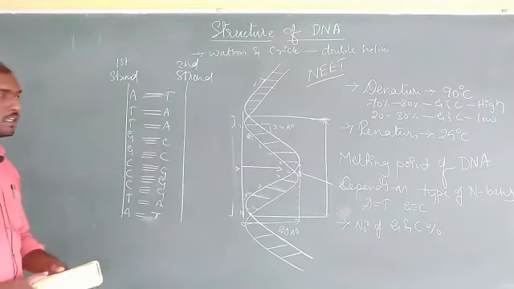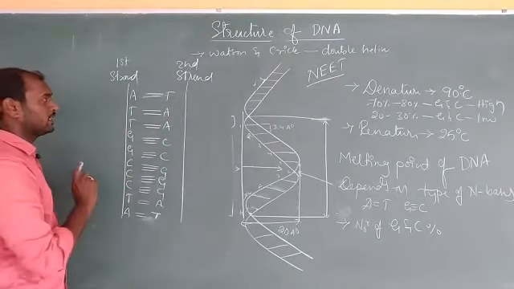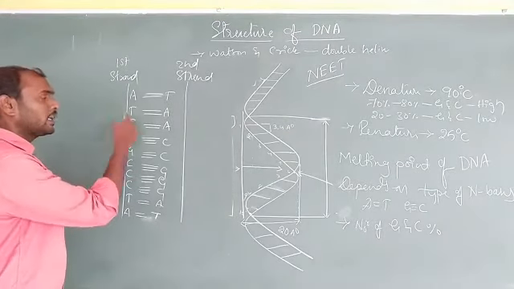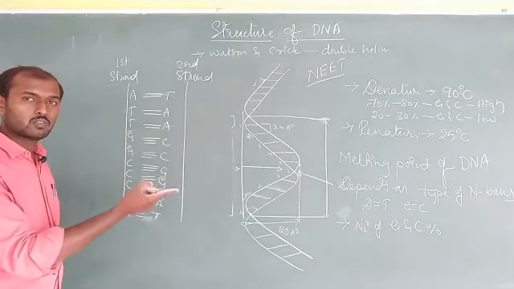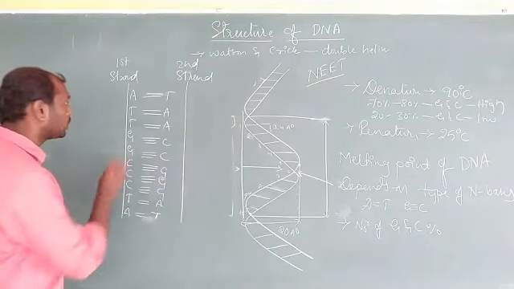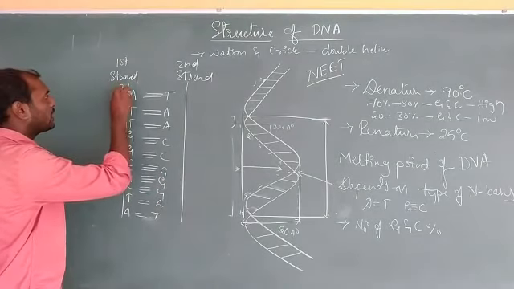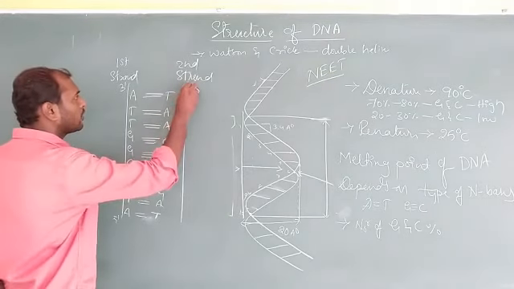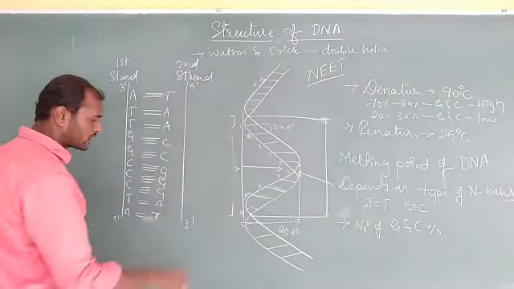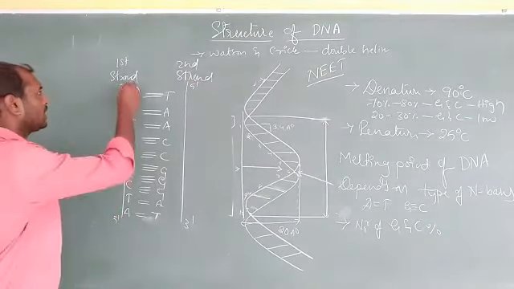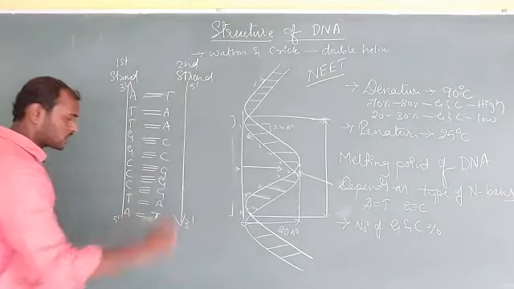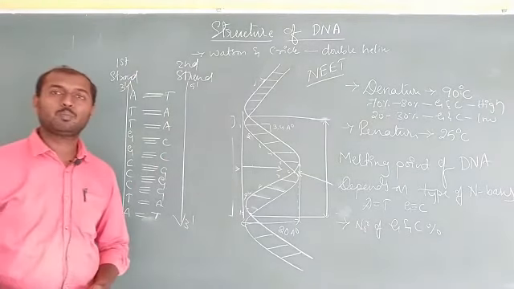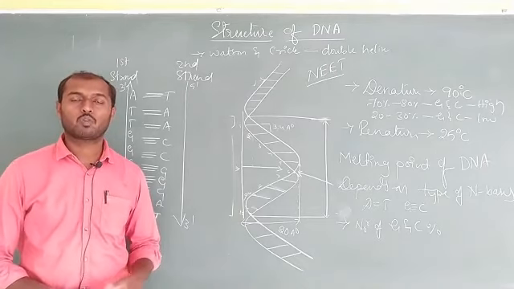So if it is A, there will be T; if it is T, there will be A; or if it is G, there will be C; or if it is C, there will be G. We can say that. But the polarity is going to change. If it is 3' to 5' on this side, the other will be 5' to 3'. That is the opposite. They are running in opposite directions. This is what we call anti-parallel running of the DNA strands.